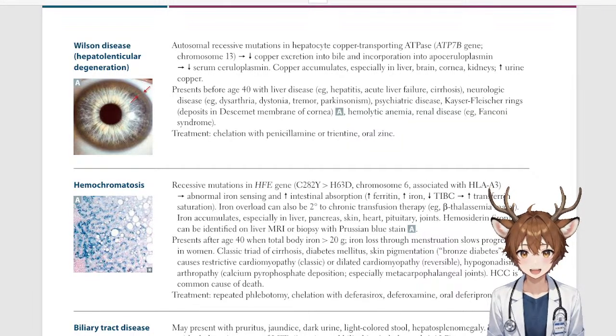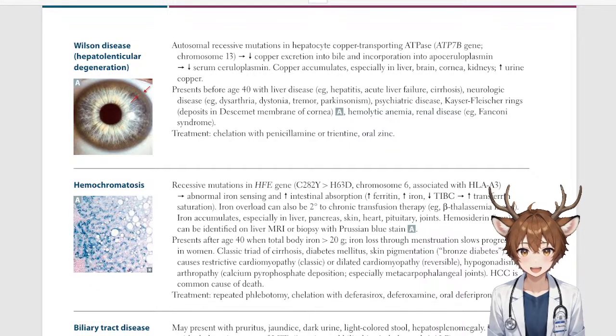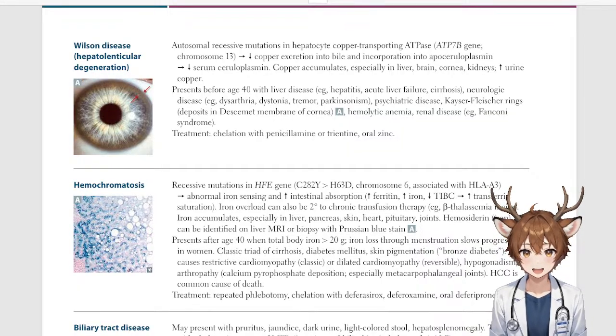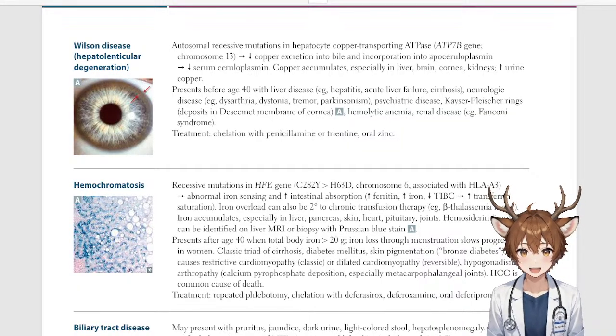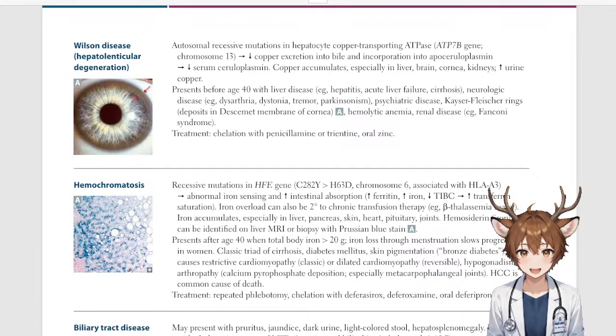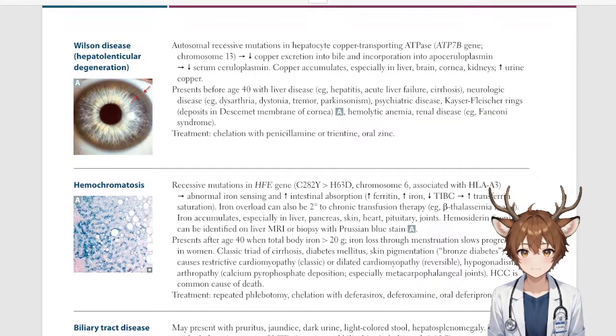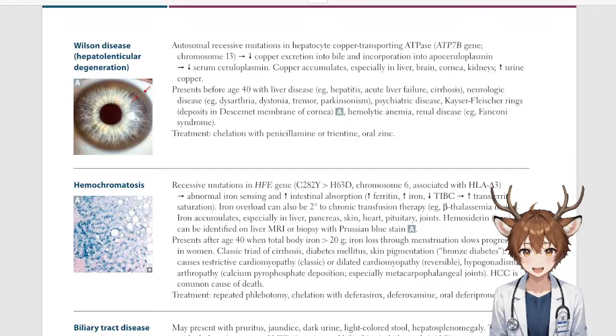Wilson's disease, also called hepatolenticular degeneration, is caused by autosomal recessive mutations in the hepatocyte copper-transporting ATPase, the ATP7B gene on chromosome 13, leading to a decrease in copper incorporation into apoceruloplasmin and excretion into the bile, leading to a decrease in serum ceruloplasmin. Copper accumulates especially in the liver, brain, specifically the basal ganglia, the cornea, and the kidneys, with an increase in urine copper.